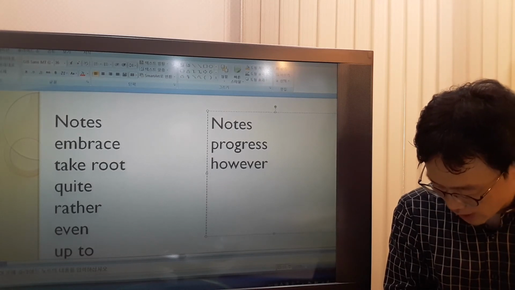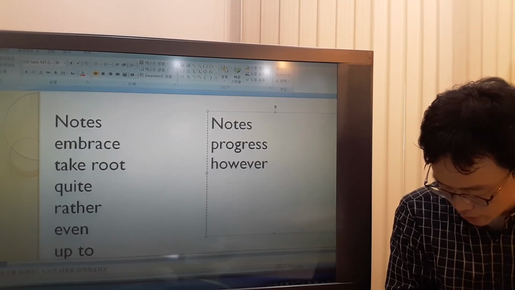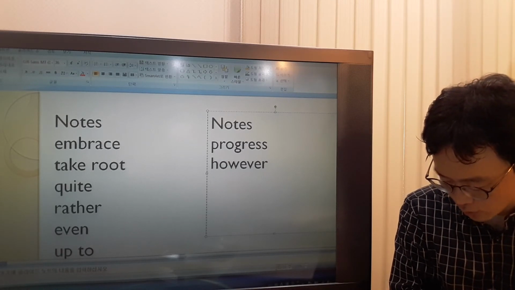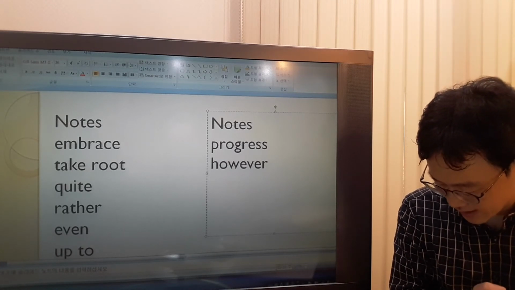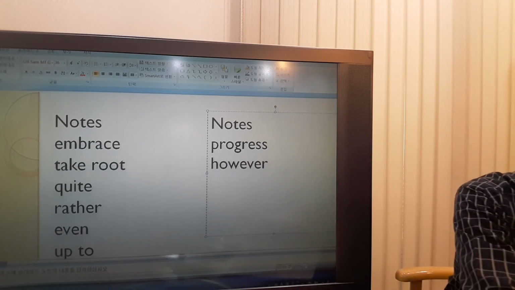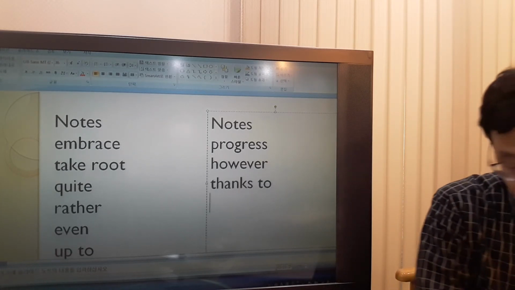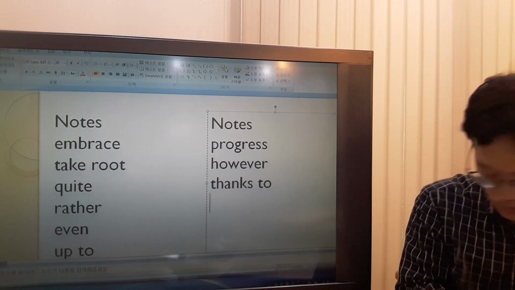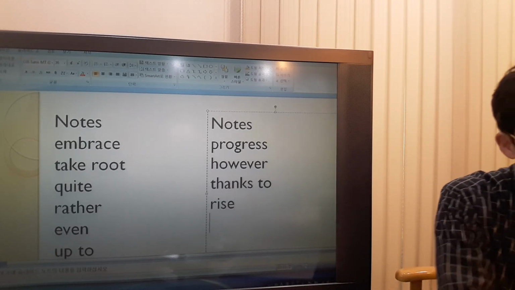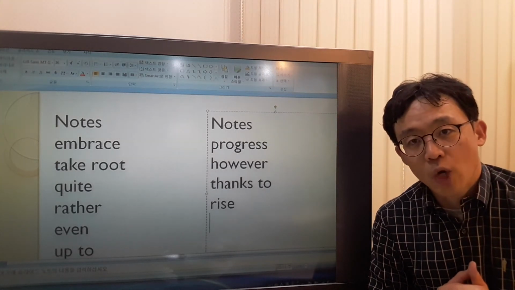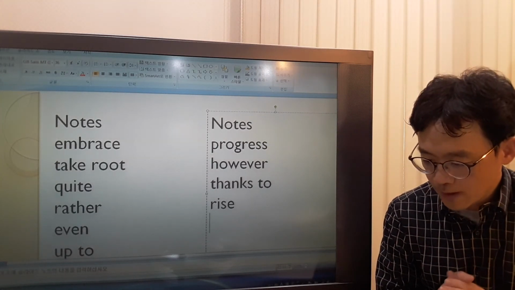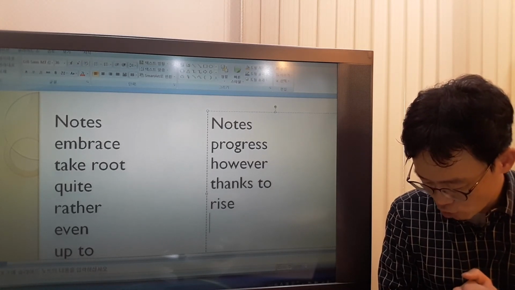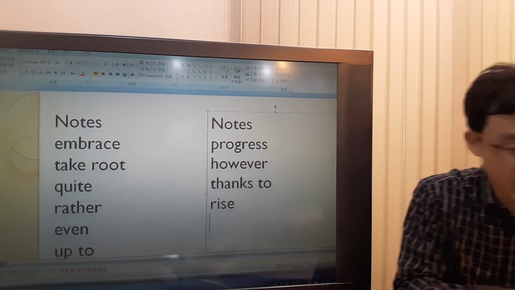But thanks to the rise of independent towns and the use of money as a medium of exchange, the feudal system of lords and serfs began to decline. Thanks to, what does that mean? Thanks to means because of. Because of the rise of independent towns. Rise. What is a rise? Rise means going up. Okay, so something having more popularity or influence would be rise. Rise of independent towns.